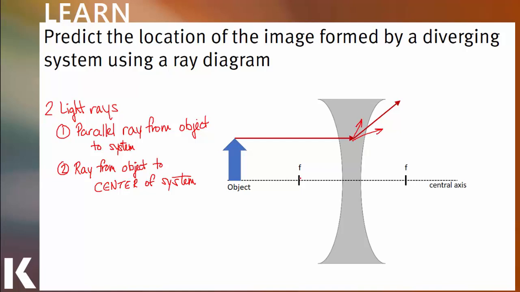And that's when the focal point becomes useful. Notice that the diverged ray of light can be traced back to our focal point. And there you have it. That's our first ray. Let's go ahead and draw our second ray.